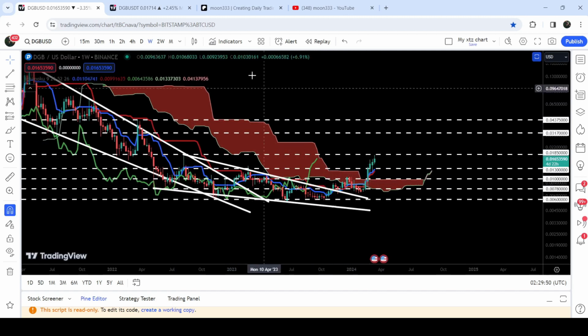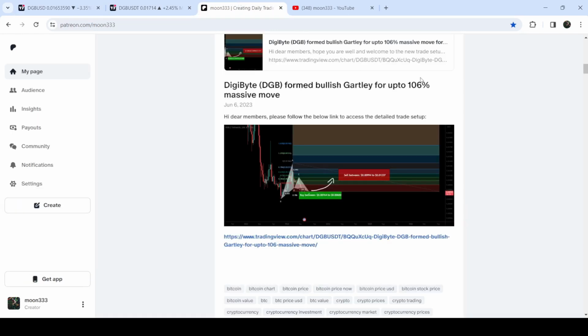I would also like to share with you a long-term trade signal of DigiByte coin that I shared with my members on 6th of June 2023. So far, this trade signal has produced an almost 200% very massive rally.